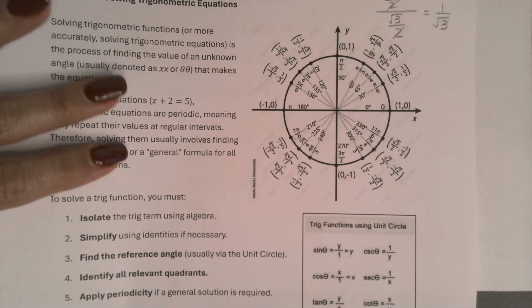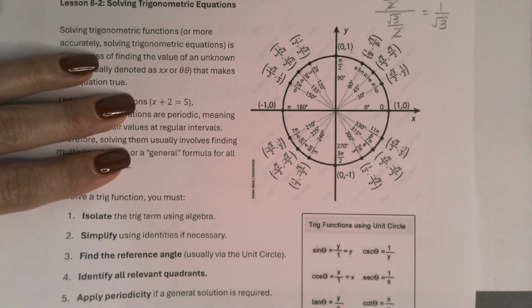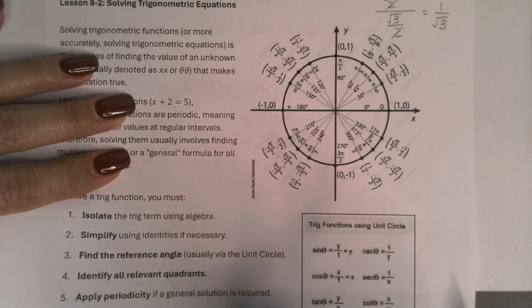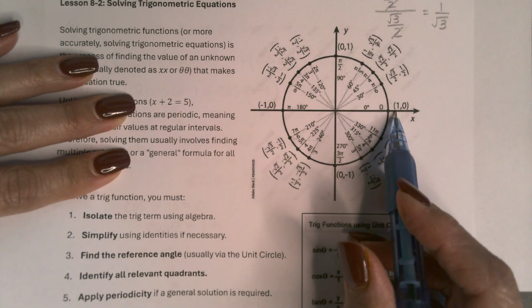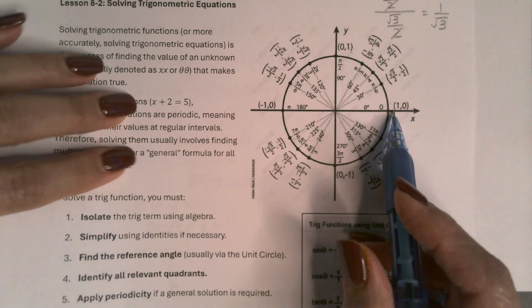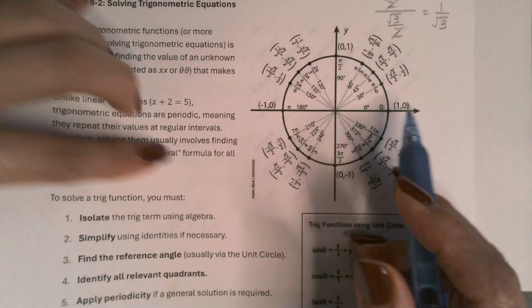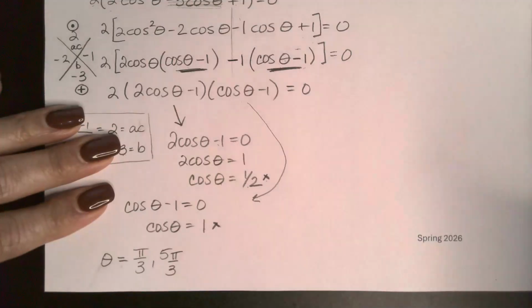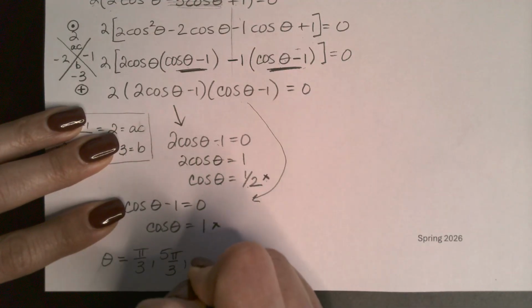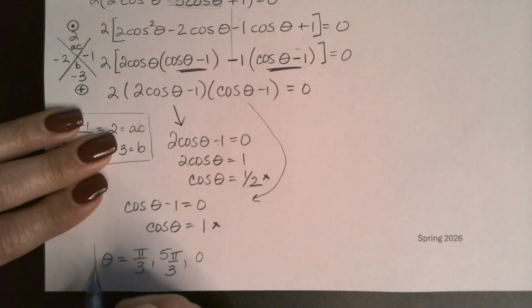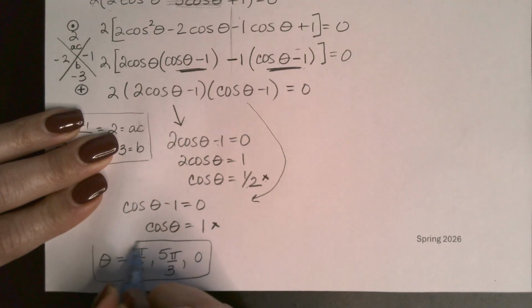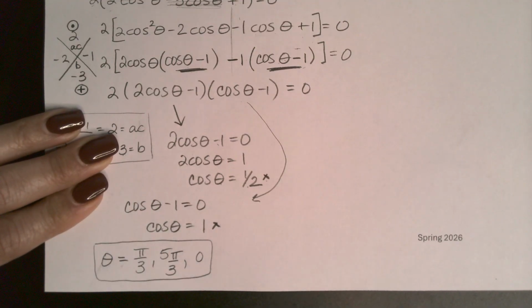Where's x a 1? So where is x a 1? Take a moment. Alrighty, so x is only going to be 1 right here, right? It's negative over here, so it's just this one, so 0 radians. And this is my answer. Okay.